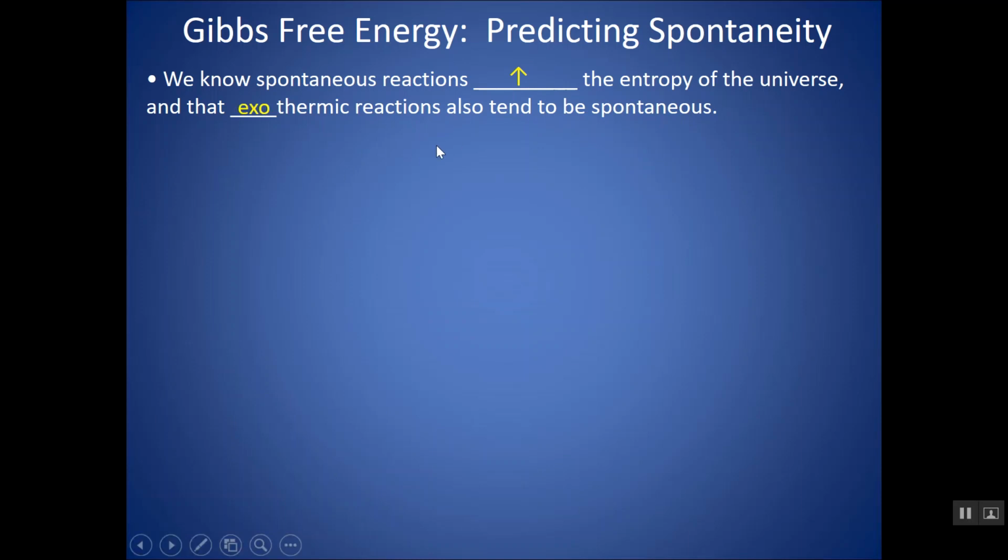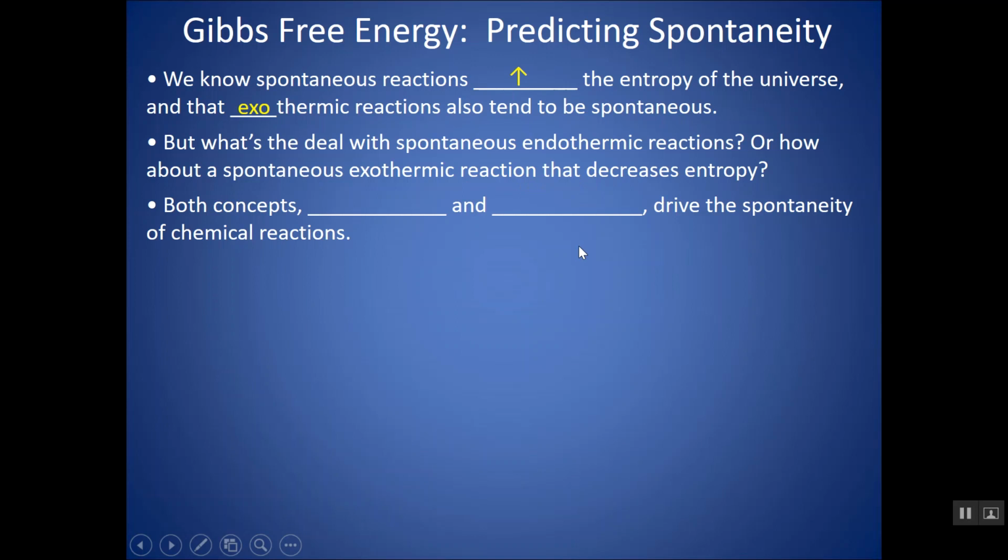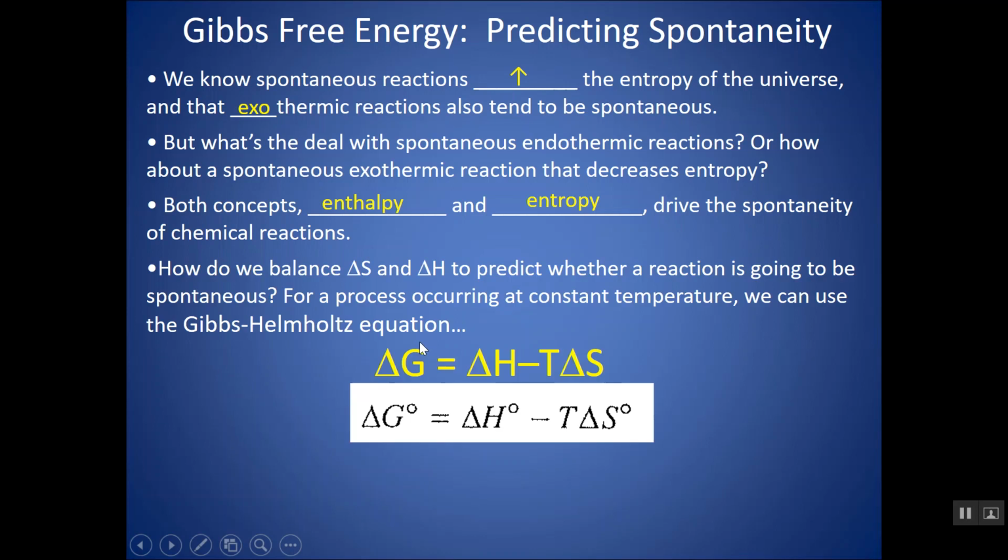And things tend to be more spontaneous also in terms of enthalpy or delta H if they're going in the exothermic direction, if delta H is negative, because that direction would have the lower activation energy. But what's the deal with spontaneous reactions that happen without outside intervention, but that are endothermic? Or what about an exothermic reaction, but it decreases entropy, yet we still know what occurs? So there's these two factors, enthalpy and entropy, that drive whether a reaction is spontaneous, and we can put them together in this equation to calculate something that we call delta G, Gibbs free energy.